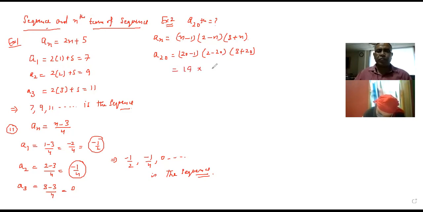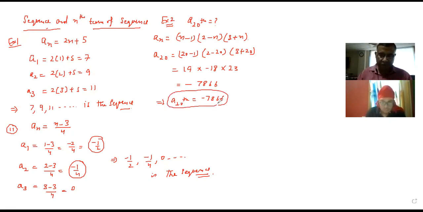19 times minus 18 times 23. So minus comes at front. When you multiply, it will be 7866. So the 20th term of the sequence is this. This is the answer.